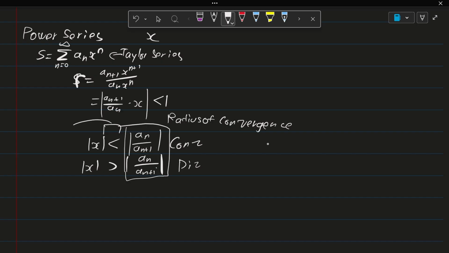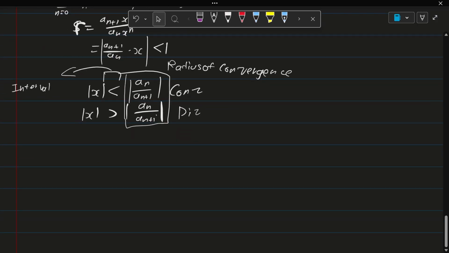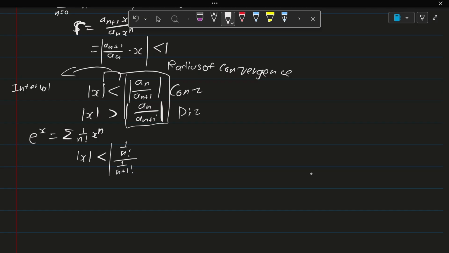And this inequality shows you the interval of convergence. So we could do some tests. Let's say e to the power of x, the one that we have already defined multiple times. This is the sum of 1 over n factorial times x to the power of n. So for this infinite series, if you try to find the radius of convergence, the magnitude of x will be less than 1 over n factorial over 1 over n plus 1 factorial. And this will be n plus 1.